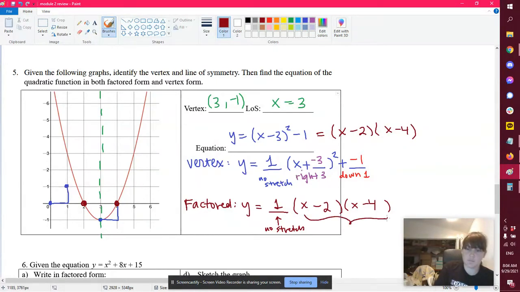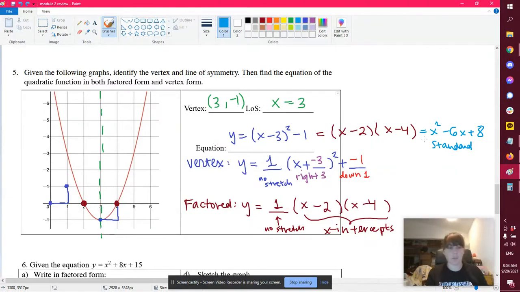Great. Right, x-intercepts. Pick your favorite on those. You can go ahead and write it. If you end up writing x squared minus 6x plus 8, that's totally fine as well. The way I got that standard form version is I just multiplied this out. I'm not looking at the graph when I find standard form, basically ever.